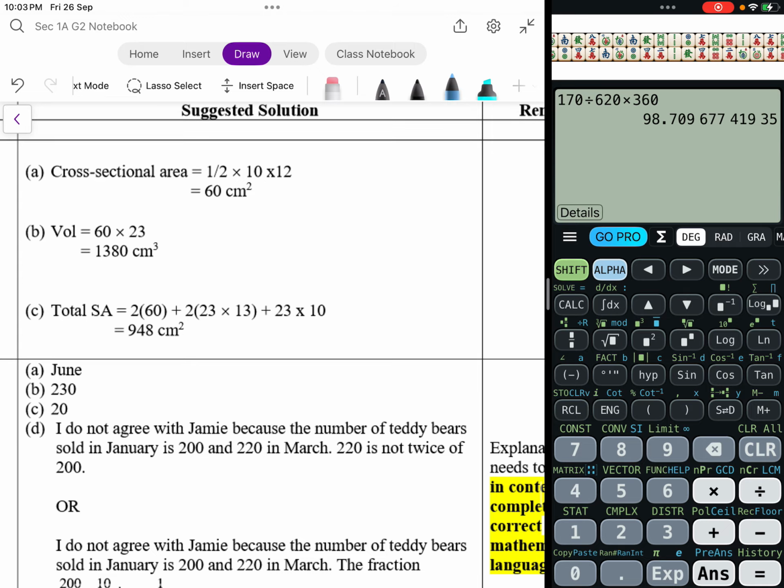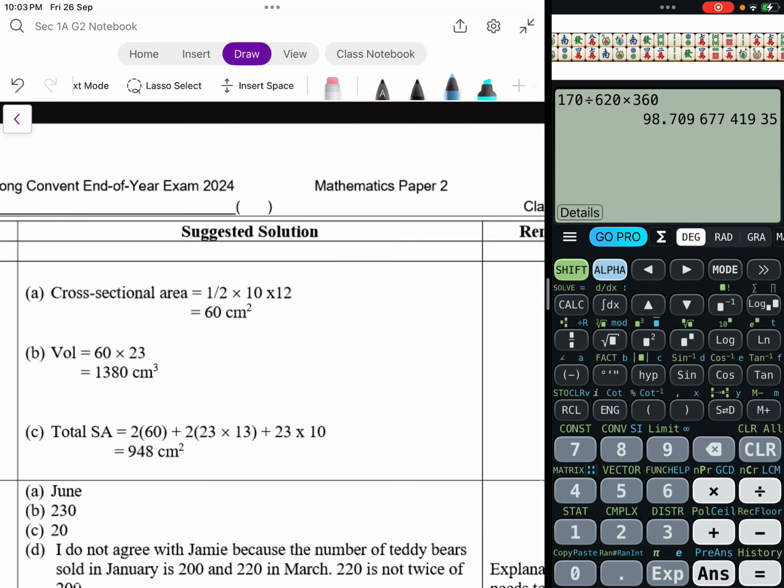Okay, next one. You want to find the area of triangle ABC, so you know that the base is 10, the height is 12, so half times base times height, right? Half times base times height gives you your area. Then volume, remember, is just your 2D times your length or height to become 3D, so it's 2D to 3D. Okay, so it's the area of the triangle multiplied by height, then you get the volume.